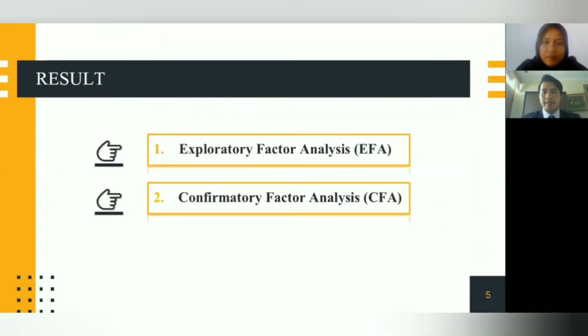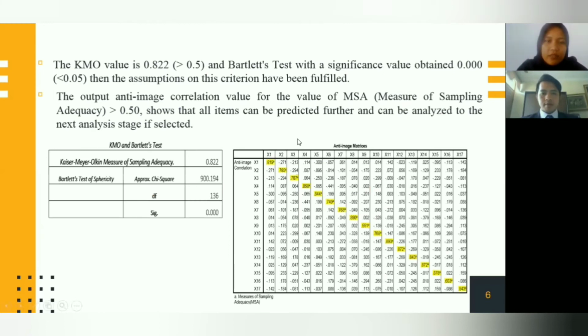The result. The data analysis used two stages that are EFA and CFA. The first stage, the analysis result showed that the KMO value is 0.8 or more than 0.5, and Bartlett's test with a significance value obtained 0.0 or less than 0.05. Then the assumption of this criterion have been fulfilled.